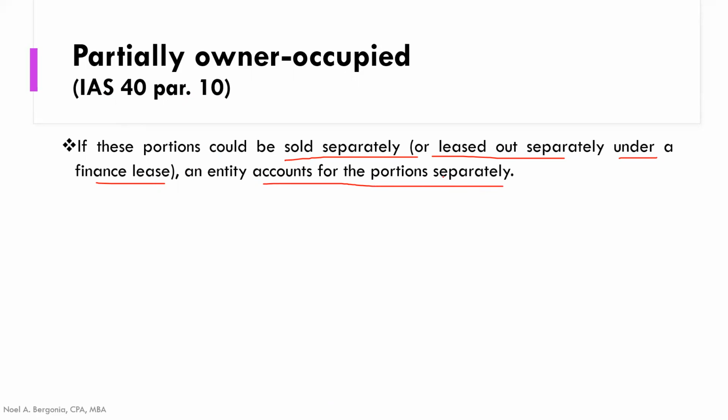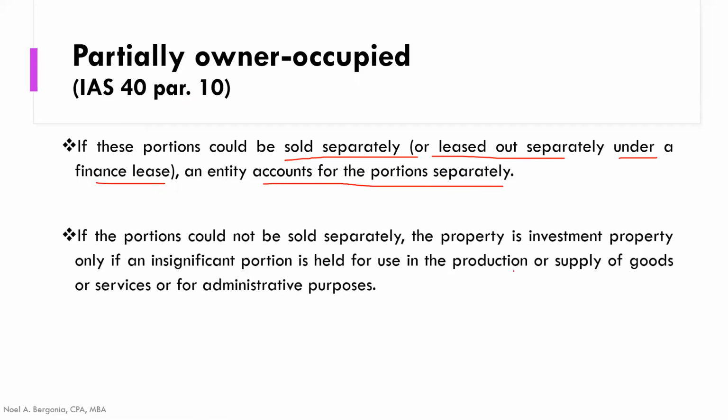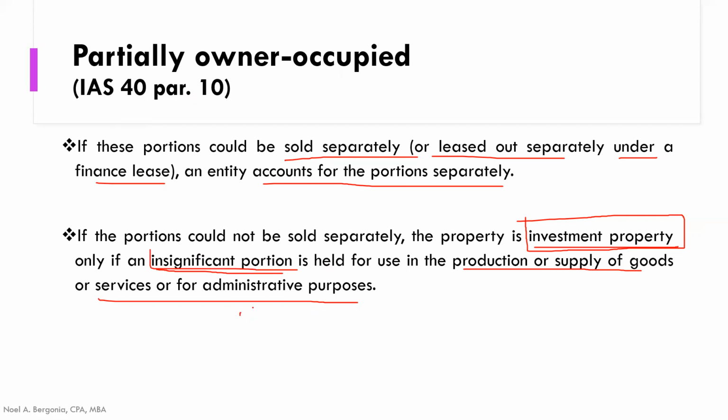But what if we could not sell it separately, or meaning it's an integral part? So what will we do? If the portion cannot be sold separately, the property is investment property. This is the general rule. Investment property siya if, pakitignan may if, only if insignificant yung portion held for use in the production or supply of goods or services or administrative purposes. So meaning the entity needs to check, is this portion insignificant? So let's say for example, 2/3, no? This is for rentals.